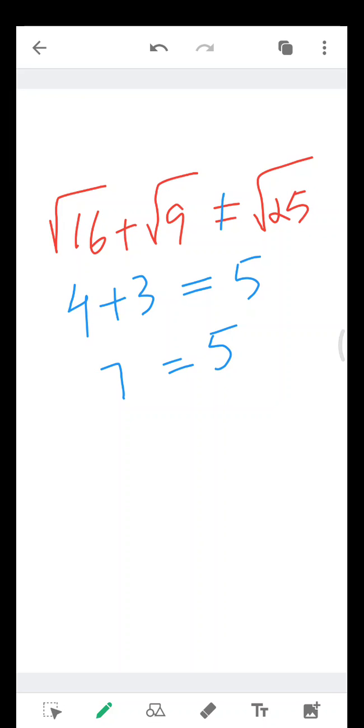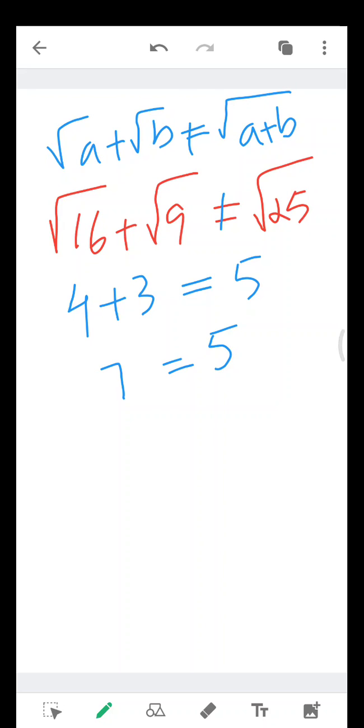That is, we have a rule: root a plus root b is not equal to root of a plus b. You cannot add the roots like this. Okay, this is the first rule. The same rule applies for minus also.